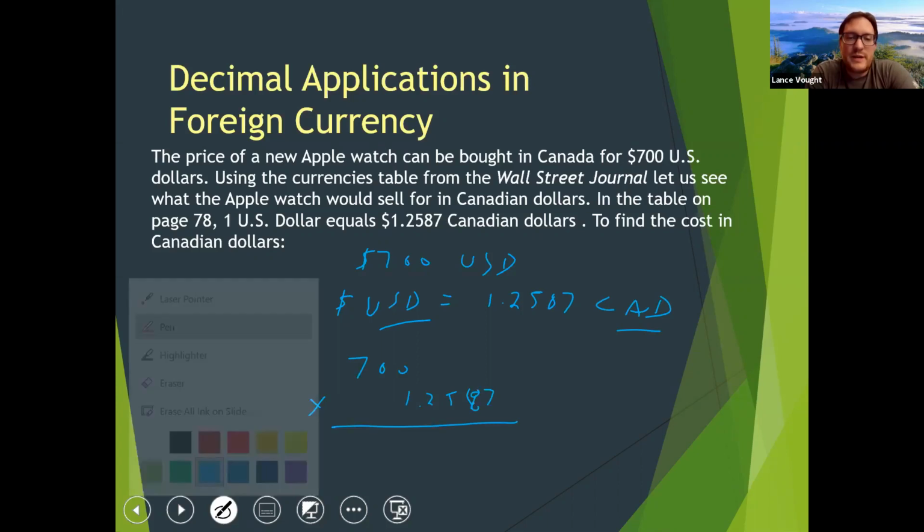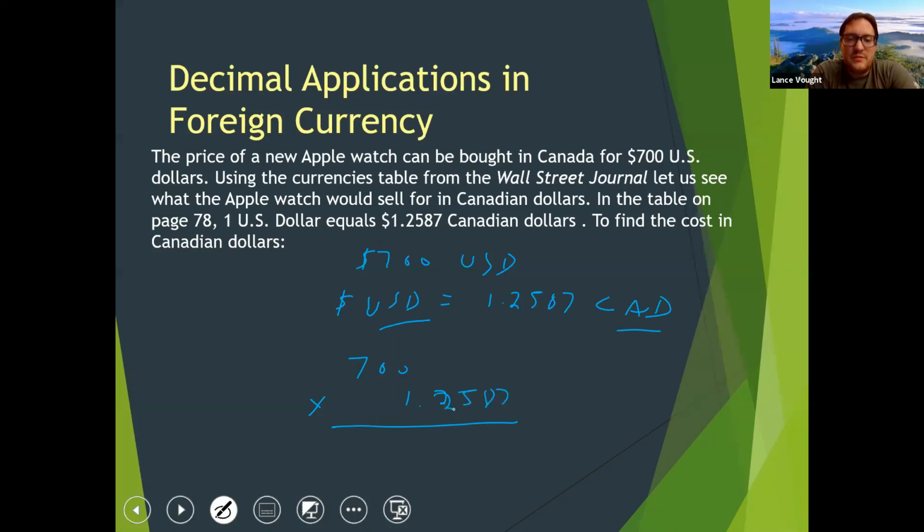Why are you doing that? Because it takes more Canadian dollars to make $1 US than vice versa. So we're going to be multiplying instead of dividing. 7 cycled through is 0, 0, 49. 8 times it's going to be 0, 0, 56. 0, 0, 35.